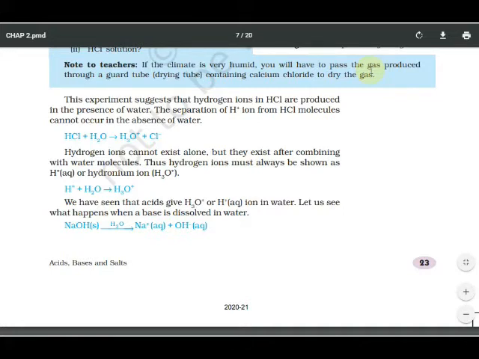Hydrogen ions cannot exist alone, but they exist after combining with water molecules. Thus, hydrogen ions must always be shown as H plus aqueous or hydronium ion H3O plus. H plus plus H2O gives H3O plus. We have seen that acids give H3O plus or H plus aqueous ion in water.